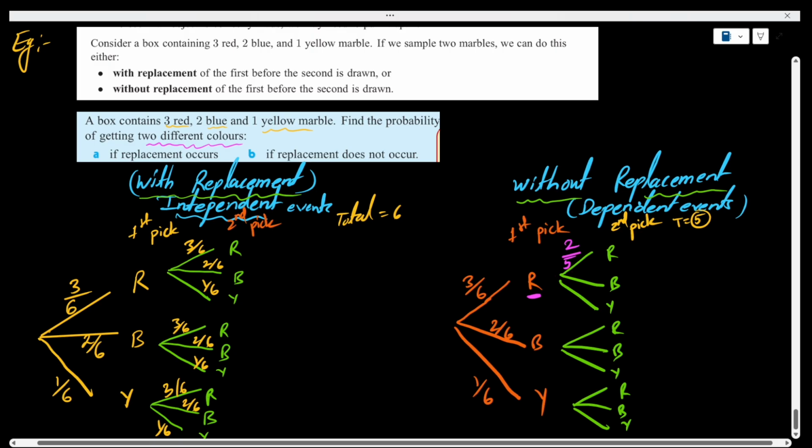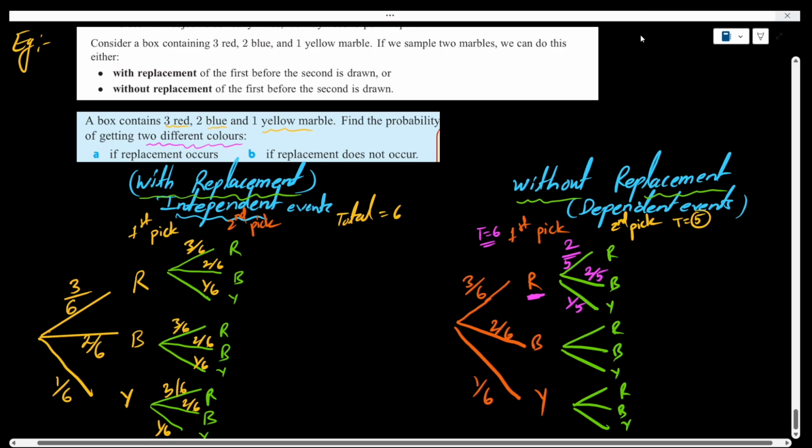Now the first pick was red, so there won't be any change in the number of blue marbles, which will remain 2, but the total has become 5. Here, in the first pick the total was 6. Then here, yellow also: the first pick was red, so there is no change in the yellow marble, so it is 1 by 5. So this is the way without replacement. Most of the time in real life applications you will get questions based on without replacement only.